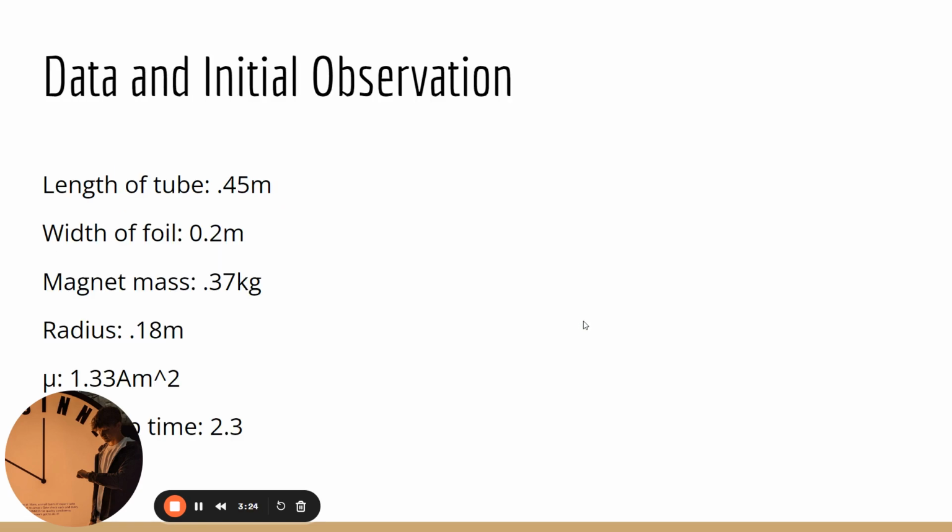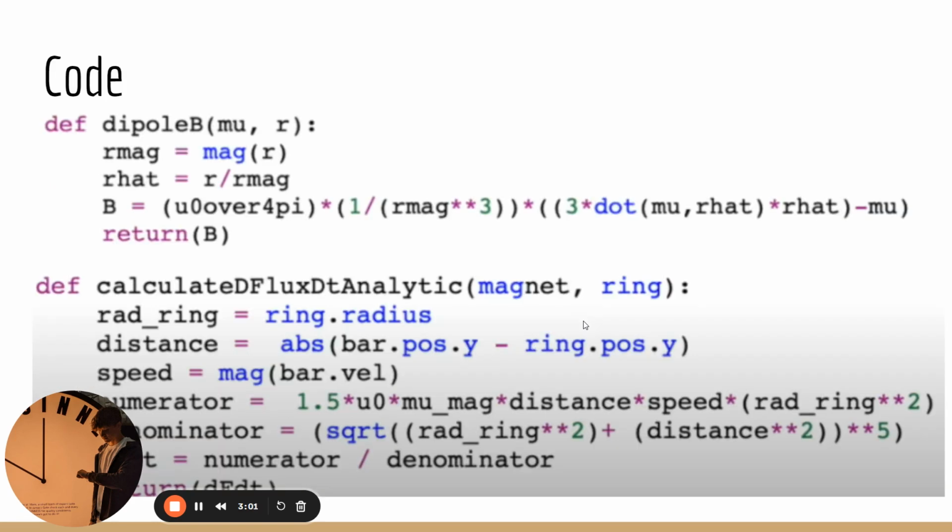For data and initial observation, the length of the tube was 0.45 meters, the width of the foil was 0.2 meters, the magnet's mass was 0.37 kilograms, and the radius was 0.18 meters. The magnetic dipole moment, as calculated in Lab 3, was 1.33 A·m², and the average fall time was about 2.3 seconds. Looking at the code, this first section was used to calculate the magnetic dipole moment of the magnet.